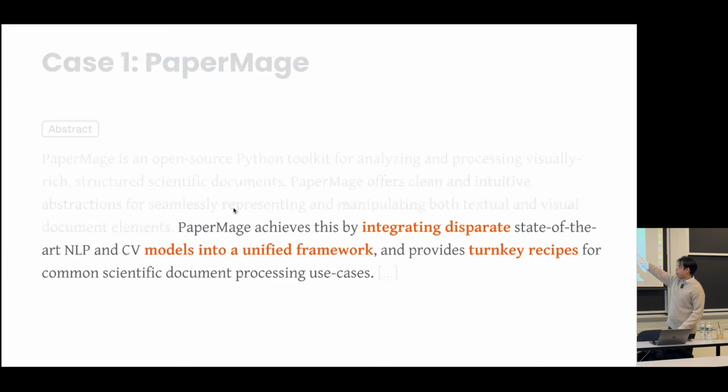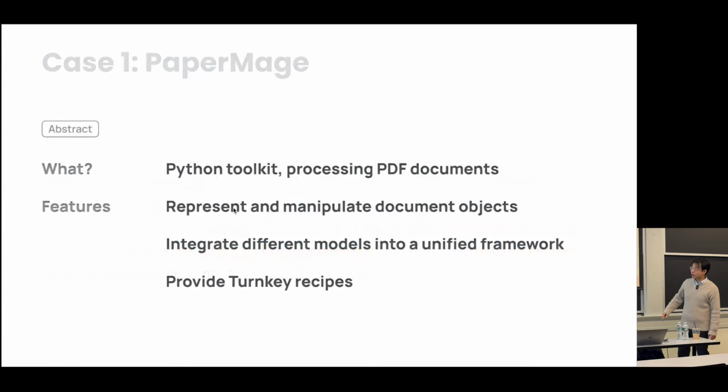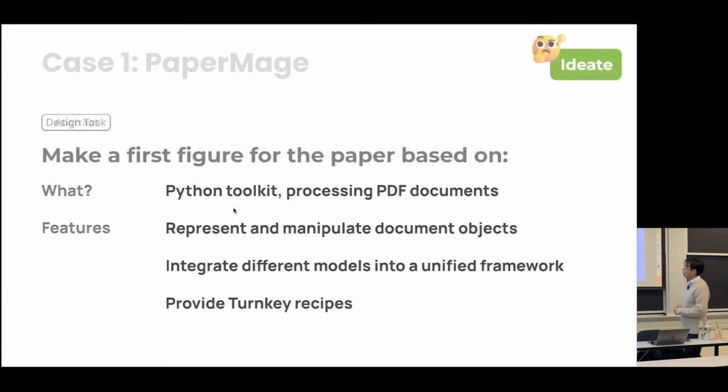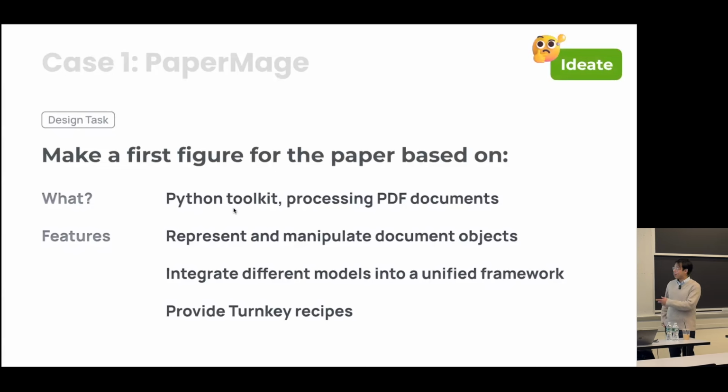So integrate different models into a unified framework, and then there's a turnkey recipe, which is all we need for making the visuals, right? You know, Python toolkit processing PDF document, that is what this is, right? It has three features: represent and manipulate document objects, integrate different models into a unified framework, and then provide turnkey recipe, right? So, okay, let's make a first figure for the paper based on these key points.